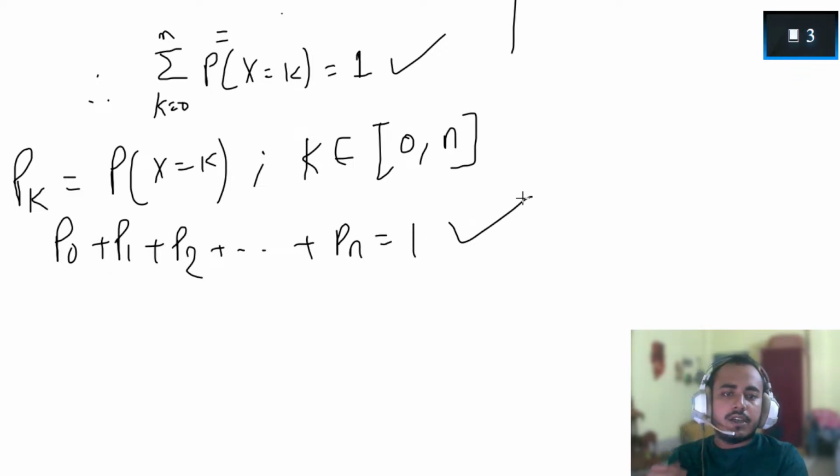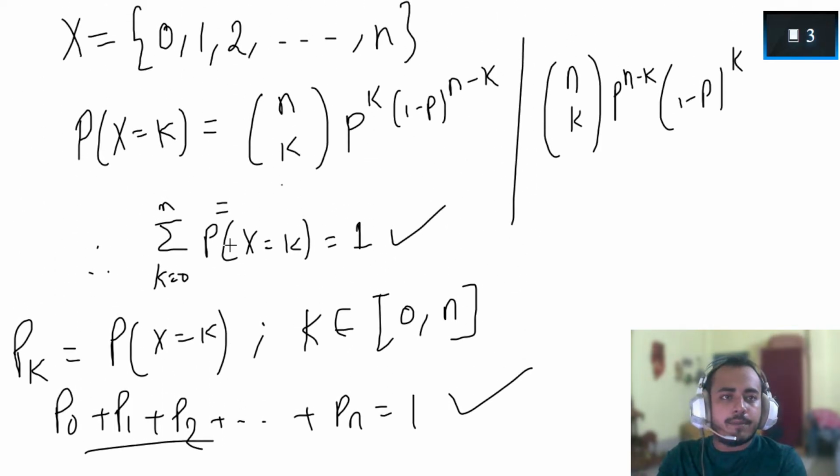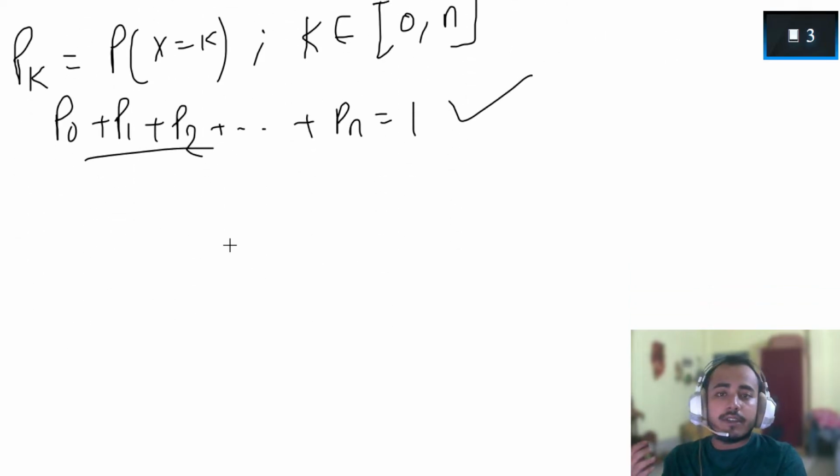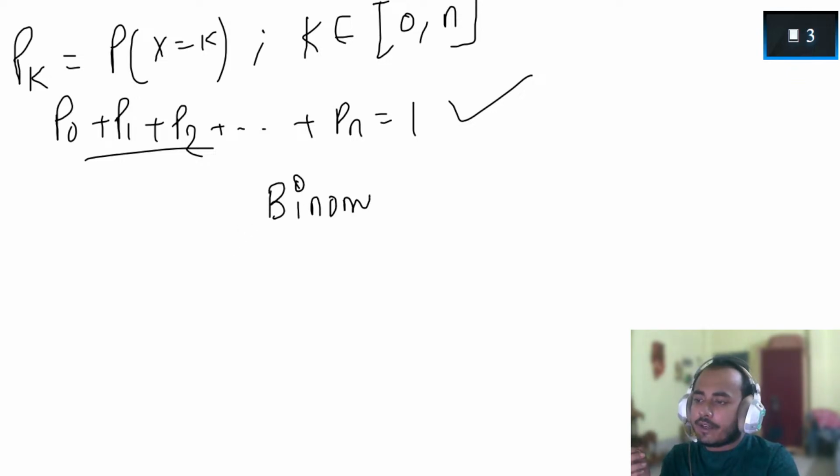This must be satisfied. So the first thing we are going to do is try and figure out if this is at all satisfied or not. We need to prove this. We need to see if these probabilities actually add up to 1. And to do that, we must know the binomial theorem. So if you are not aware of the binomial theorem, this is a good place to learn it right now. So what is the binomial theorem?